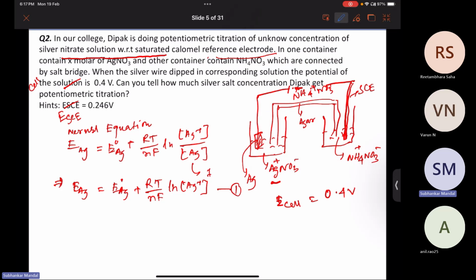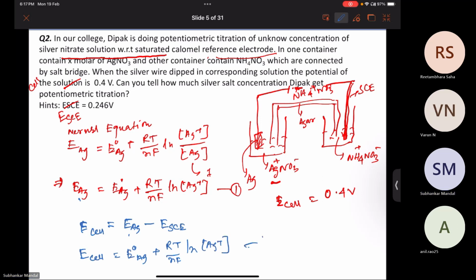And another thing we know: E cell, as it is measured with respect to SCE, we can write E cell is equal to E of Ag minus E of saturated calomel electrode. Now this E of Ag we can replace. E cell is equal to E naught of Ag plus RT by nF ln of Ag plus, minus E of SCE. Because we have to calculate the Ag plus concentration, then we can get the concentration of silver nitrate.